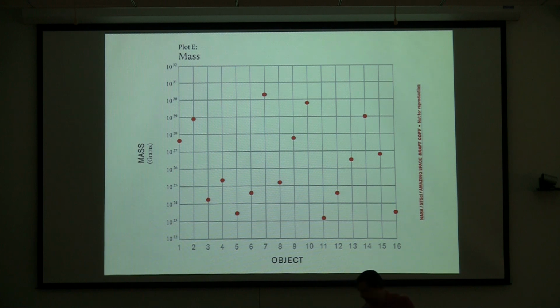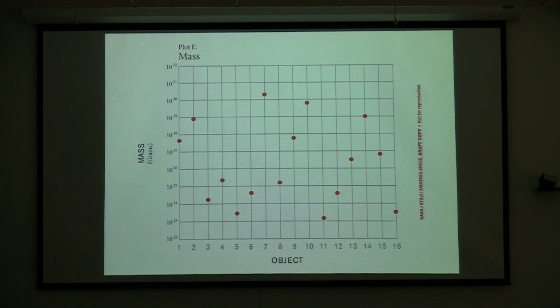The range is huge. It's a factor of 10 to the 7th. The smallest one is around 10 to the 23rd, and the largest one is a little over 10 to the 30th. Seven orders of magnitude. What's that in real numbers? 10 million. 10 million, thank you.